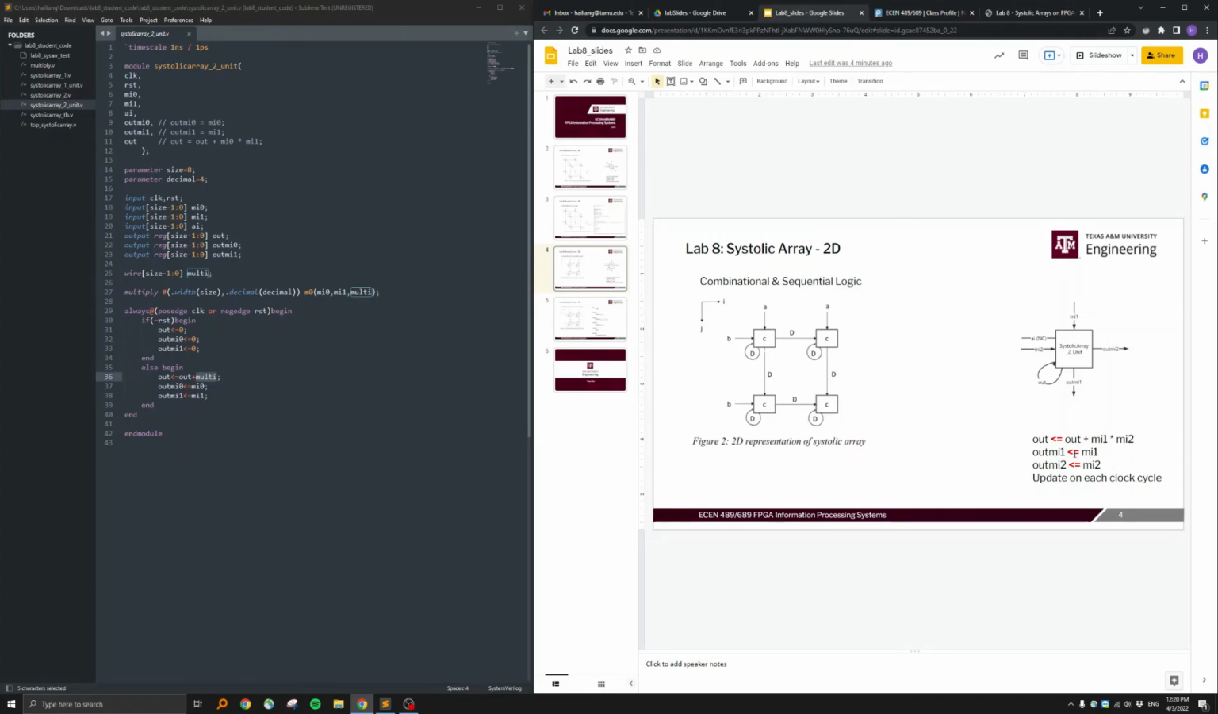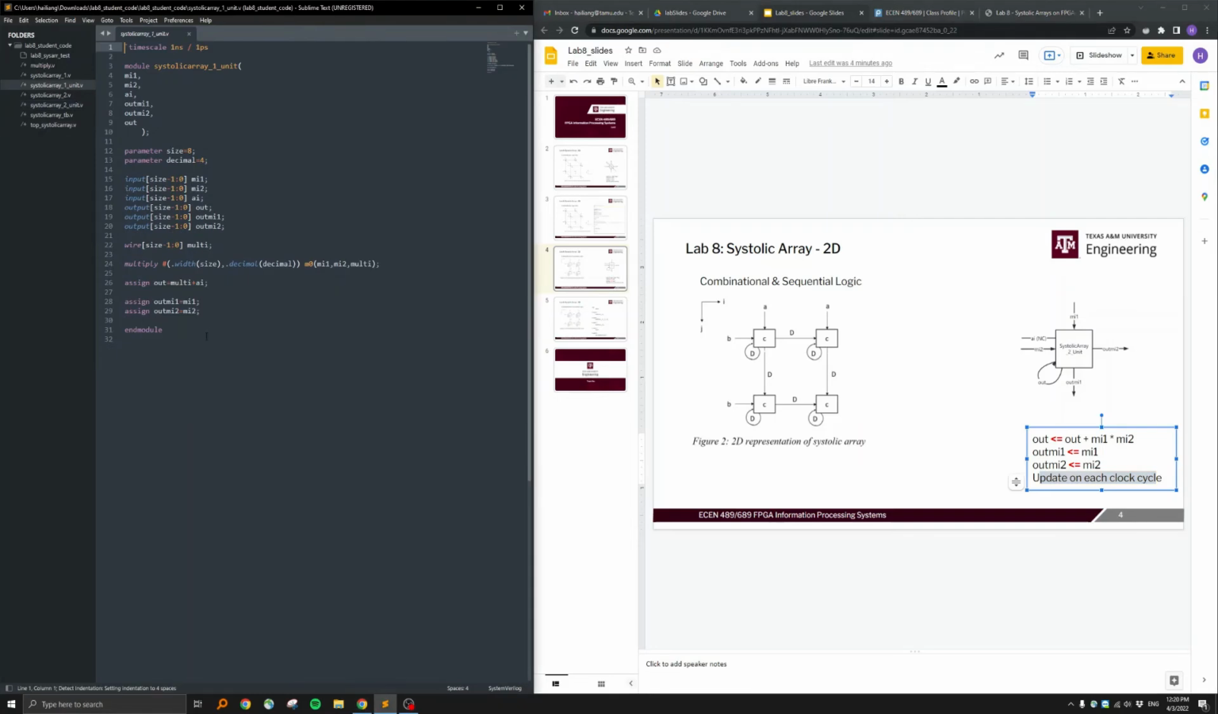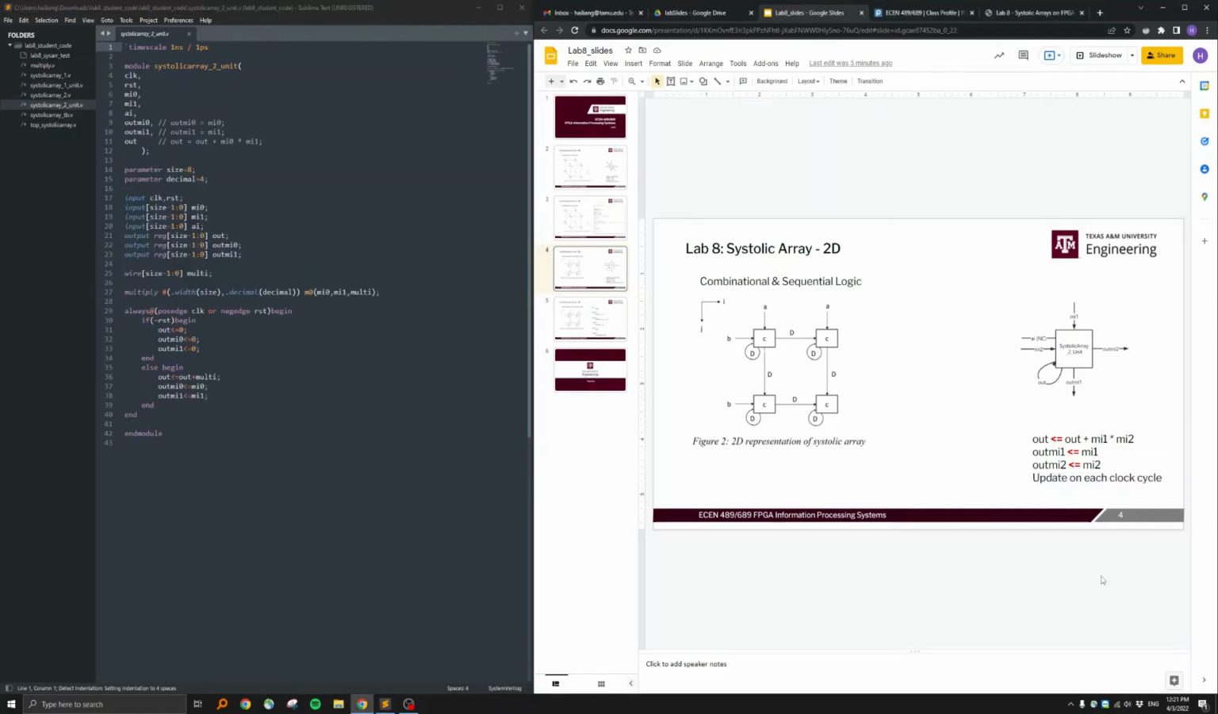Pay attention to these. In Verilog, these are non-blocking assignments, which means it is updated on each clock cycle. But for the previous one, as you can see here, the change on the input will immediately be affected on the output here. So this is why I said that was combinational logic, but here there's a sequential one.